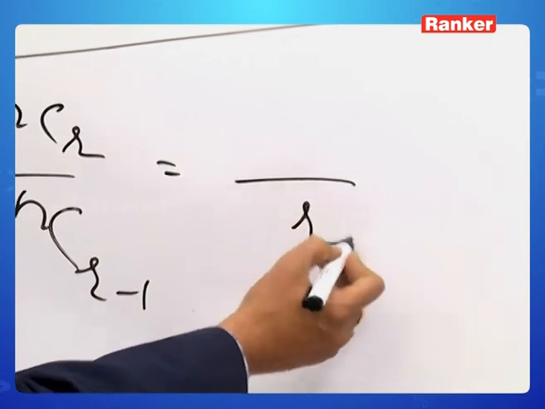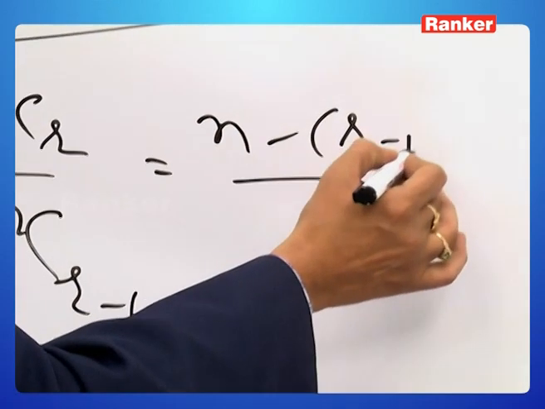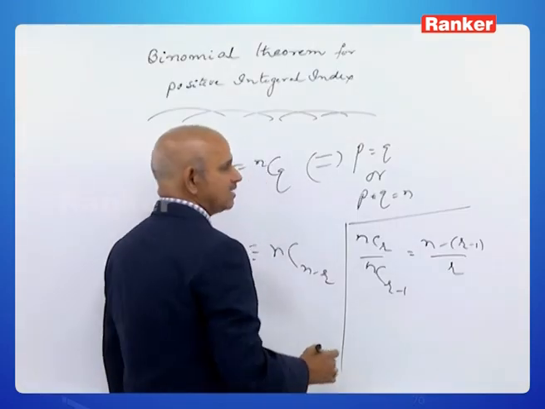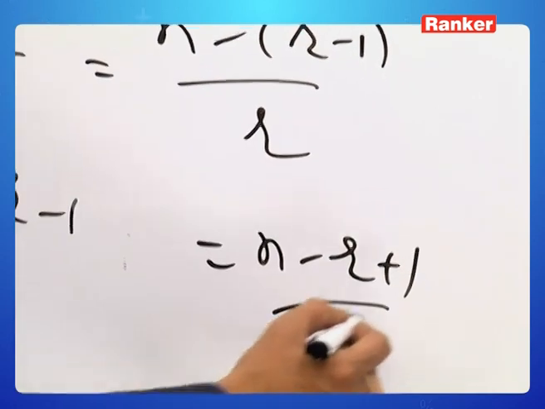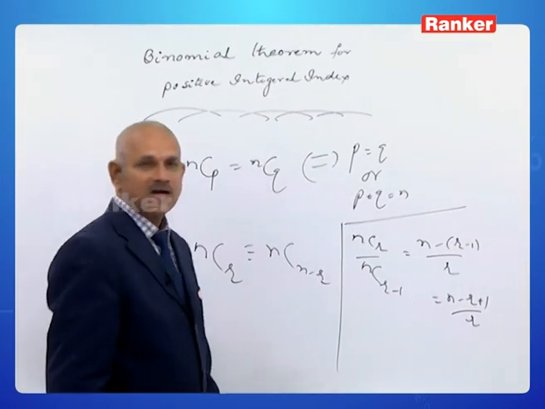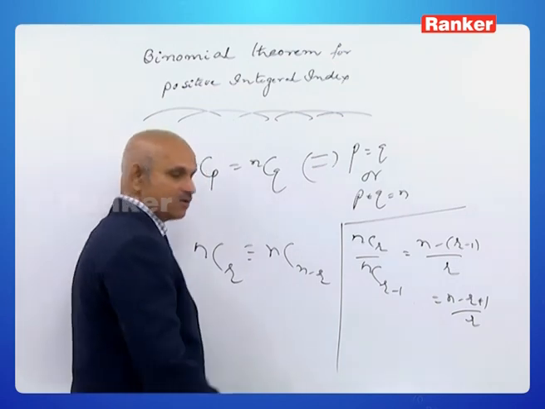Write the bigger number in the denominator and the smaller in the numerator, like this. N minus (R minus 1) is just N minus R plus 1, by R. Observe the style of obtaining it, so that it becomes very easy to make use of it.